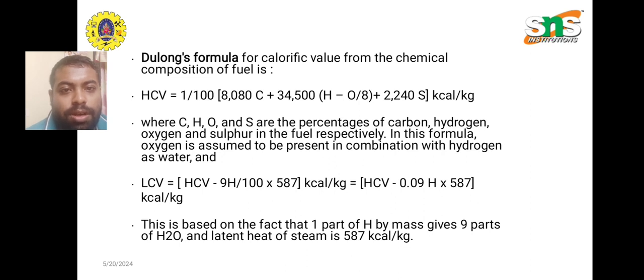In this formula, oxygen is assumed to be present in combination with hydrogen as water, and LCV is equal to HCV minus 9H divided by 100 into 587 kilocalories per kg, which is equal to HCV minus 0.09H into 587 kilocalories per kg. This is based on the fact that 1 part of hydrogen by mass gives 9 parts of water and latent heat of steam is 587 kilocalories per kilogram.